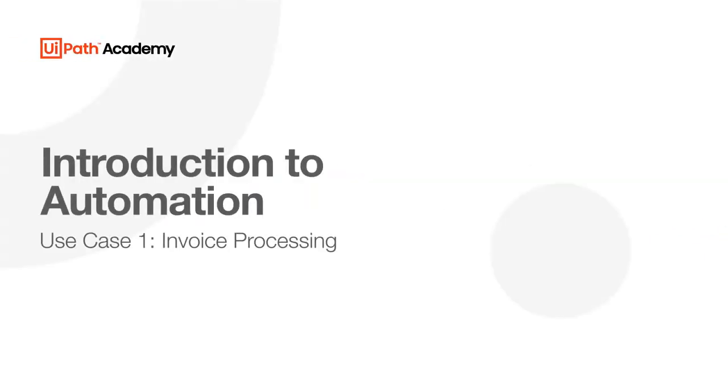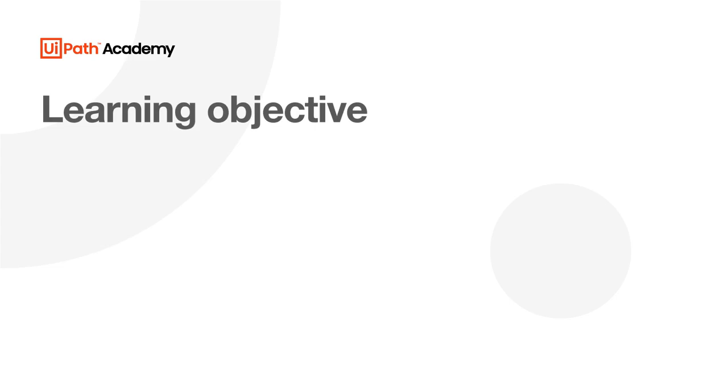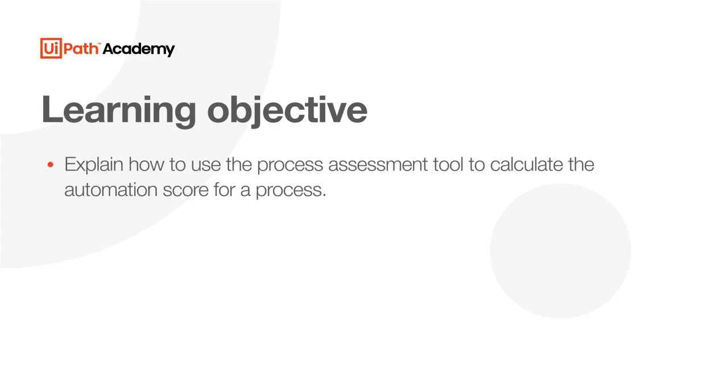Hello and welcome! In this video, we're going to see how we can use the process assessment tool to calculate the automation score for a process. For that, we'll check out a real-world example.